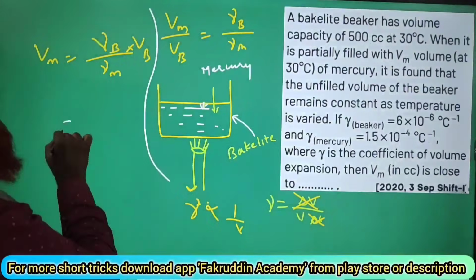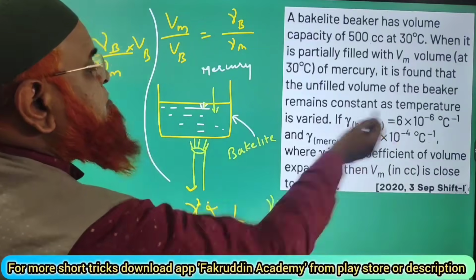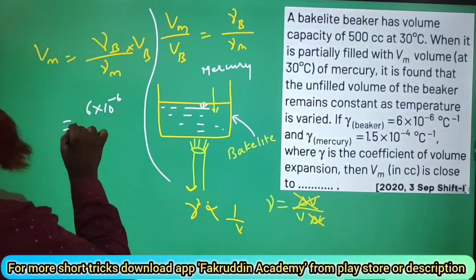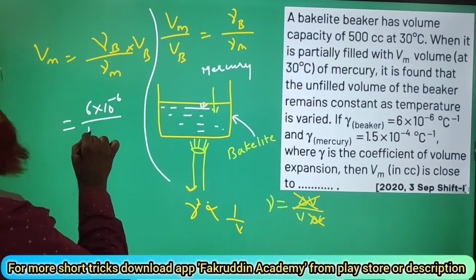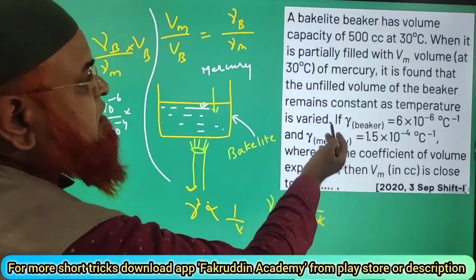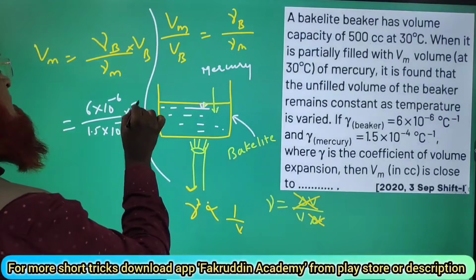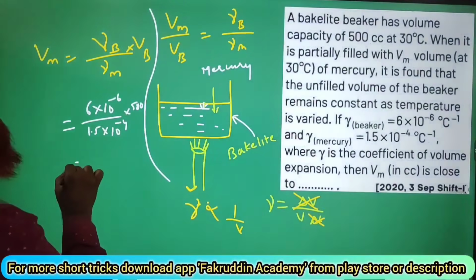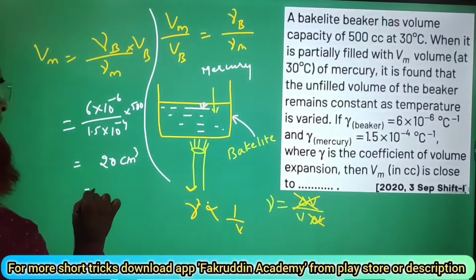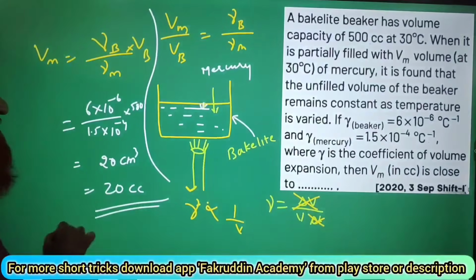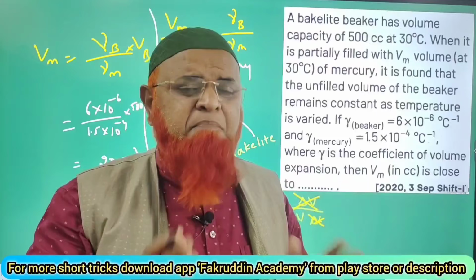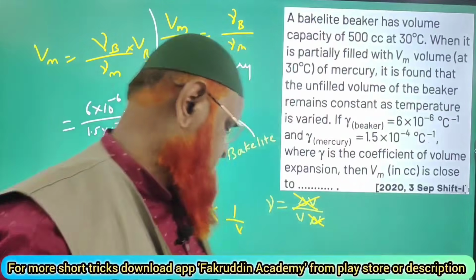Then see, gamma of the bakelite beaker is given as 6 into 10 power minus 6, divided by mercury, which is 1.5 into 10 power minus 4, into the volume of the beaker. Its capacity is taken as 500. If you solve this one, you will get 20 centimeter cube, or it can also be taken as 20 cc. That's it. It's a simple analogy to solve the problem. I can't say this is a shortcut. It's a simple and easy analogy to understand the concept.